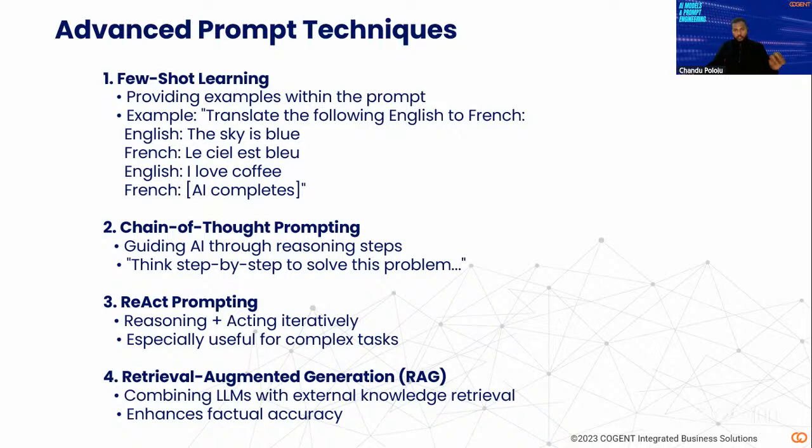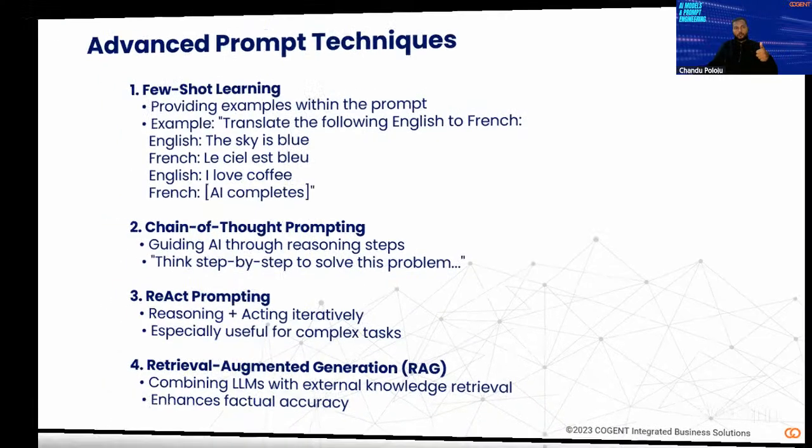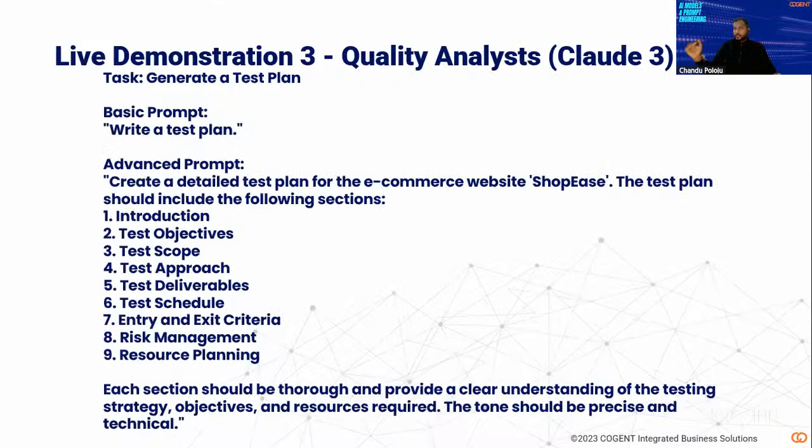An example is that Google search is leveraging RAG technology to give fast and user-desired responses. So those are the advanced prompt techniques. Next, go to the next slide, which is again a live demonstration. Now we're going to use Claude 3. This is new, so we'll learn what exactly Claude 3 is and what the different versions are as well. This is for domain QA, how QA people can use the AI model.